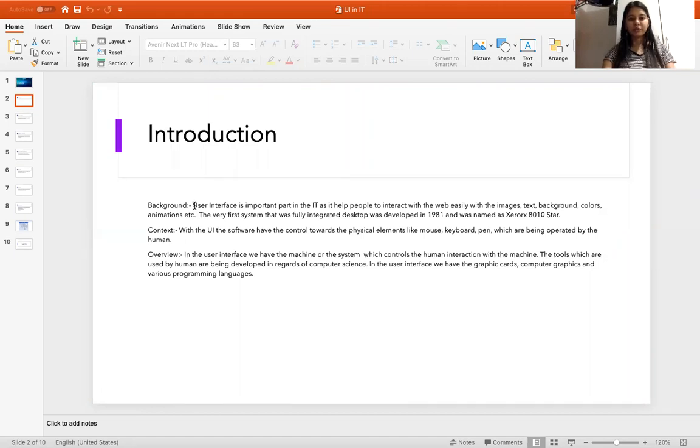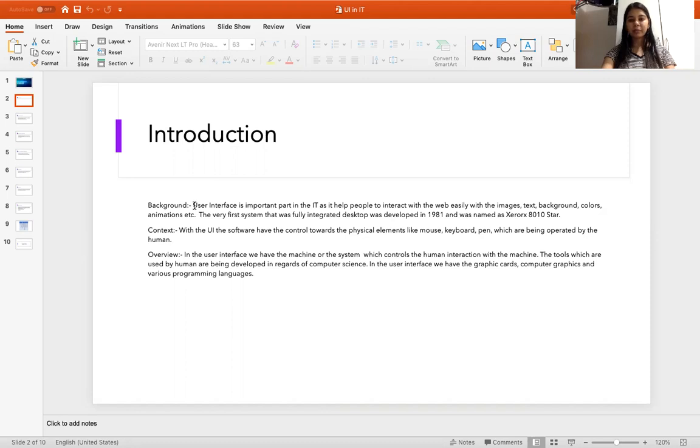In the user interface, as we already know, it is an important part in IT as it helps people to interact with the web easily. In the user interface, we have the images, typography, background colors, animations, which make the website more impressive. The very first fully integrated desktop system was developed in 1981, and it was named Xerox 8010 Star.